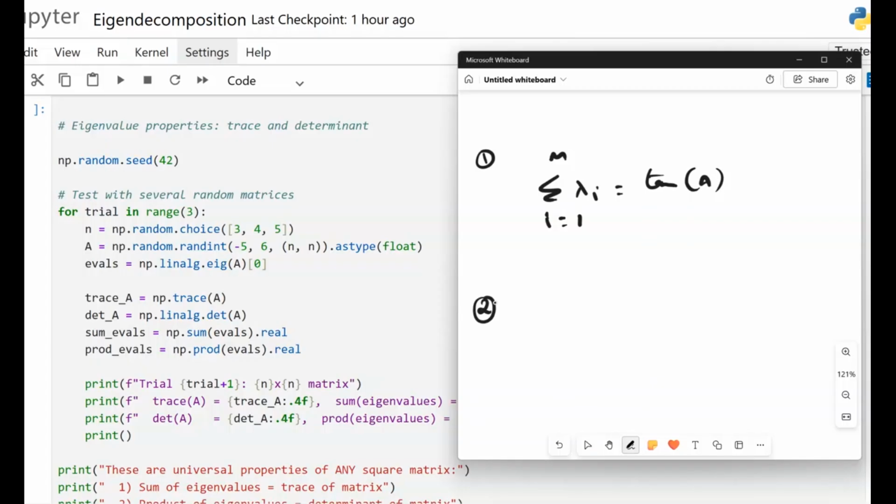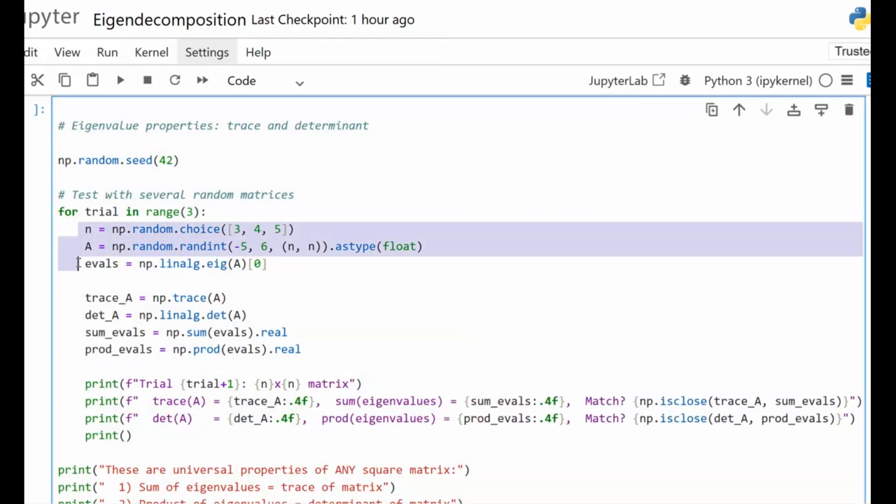And the second one, yes, the product of eigenvalues, that is the product from i equals 1 to m of lambda sub i, which is equal to the determinant of A. So let me set up the experiment: we are going to have a random square matrix of varying sizes, 3 by 3, 4 by 4 and 5 by 5. Here the eigenvalues may be real or complex, and the computation uses floating point arithmetic.